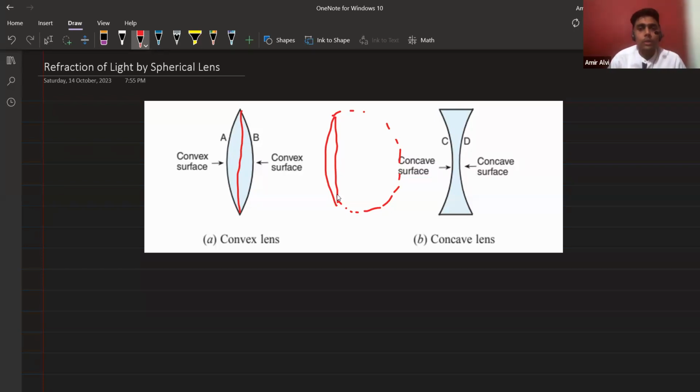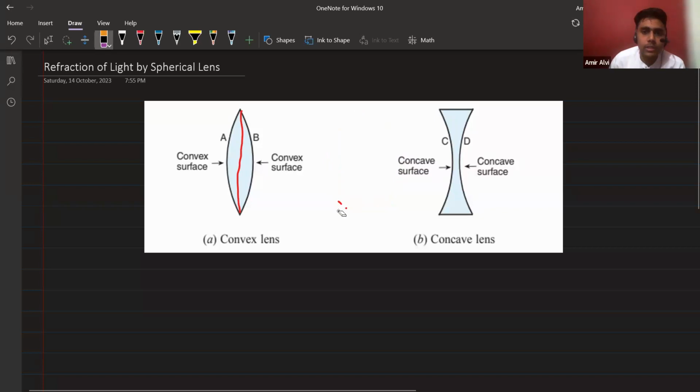Okay, sure. We have already covered the lateral shift definition and its factors. So we are just starting the refraction through spherical lenses. Clear? Any doubt till now? No, sir. Okay.